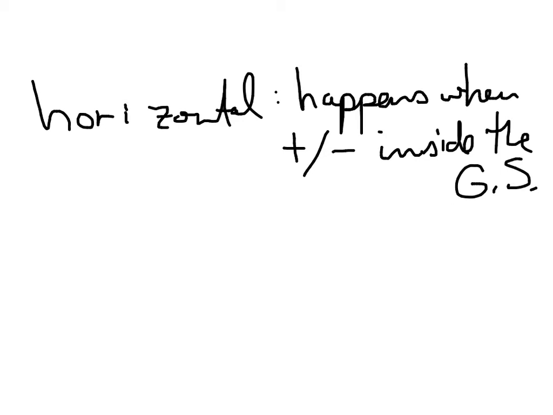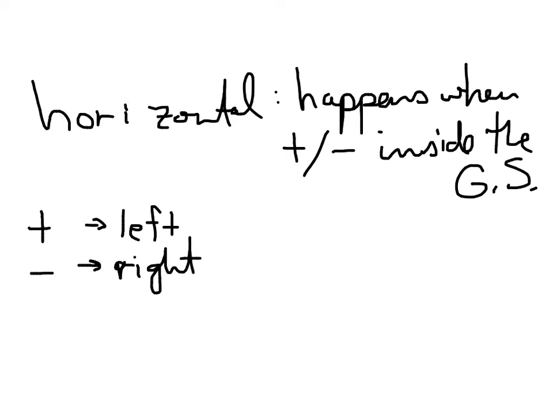Now, here's where it gets goofy. Adding goes left, and subtracting goes to the right. It is backwards from what you would think. If it said x minus 2 inside the grouping symbol, that actually goes to the right 2. When you see a minus in front of it, I know you guys always assume that we're going left or down. But when it's inside the grouping symbol, it goes the opposite direction of what the sign is saying.